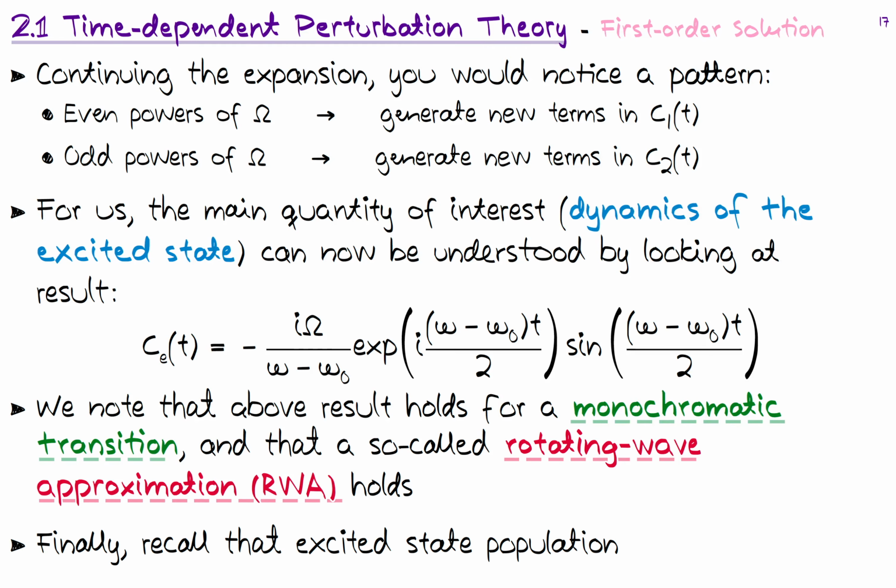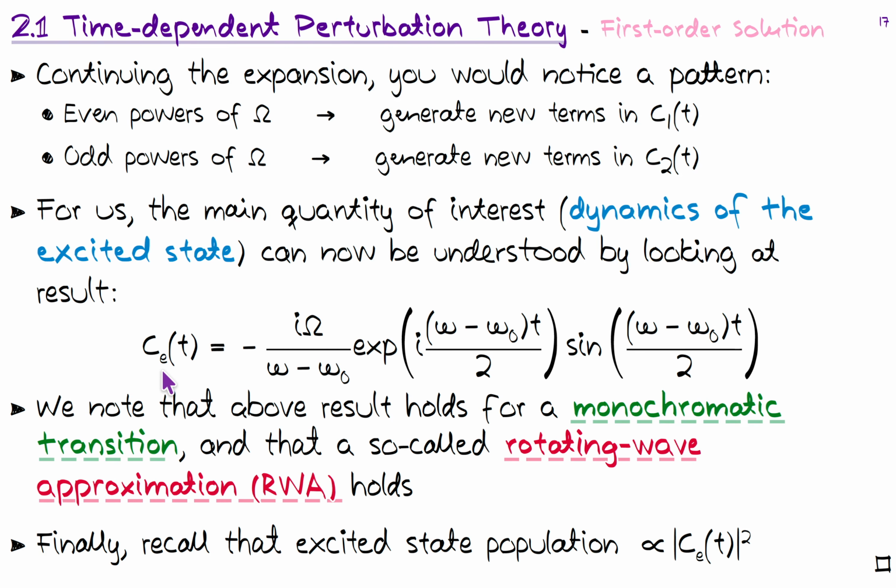Finally, please recall that if you want to calculate the state population, we take the square modulus of the CE expansion term, and that is the means of calculating the population. Now we have this as a function of time, so we can calculate the population dynamics when we are exciting the system using a pump electromagnetic field. Taking the square modulus of this term gives us the dynamics.